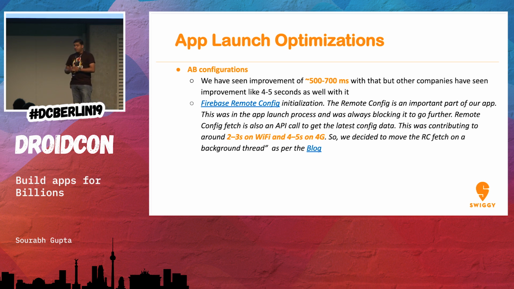But there are companies like Hotstar, which have 500 million plus installs. They have seen an improvement of like 4 to 5 seconds on 2G networks. For up to 5 seconds, they were just blocking the user for that AB call and not showing any data to the user. They are using Firebase Remote Config, and they were doing all the things on the main thread. They migrated it to a background thread, applied it lazily, and saw the improvement.